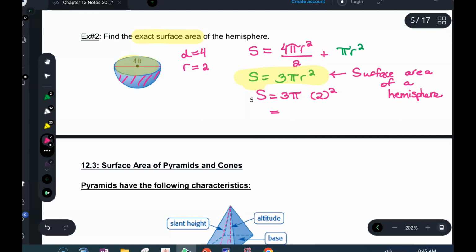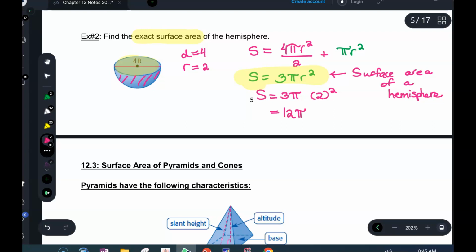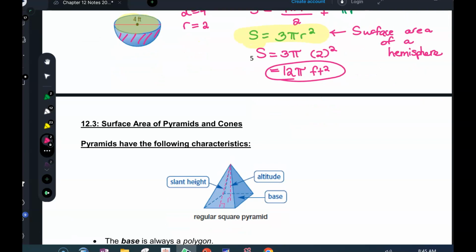Okay, let's simplify. Again, we're looking for exact, so we're going to leave pi and multiply everything else. So 2 squared is 4 times 3 is 12. 12 pi. That sounds really good. Okay. All right.